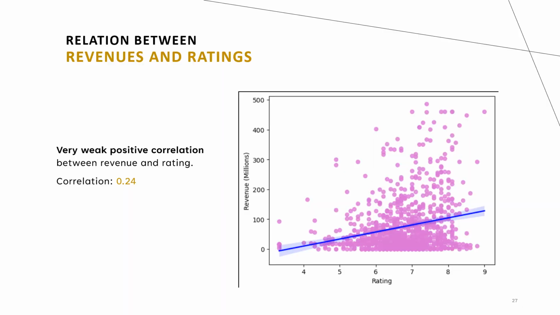Is there a correlation between revenue and rating? There is no correlation, or a very weak correlation, as we can say. That means a movie can earn a higher revenue and still have a bad rating.